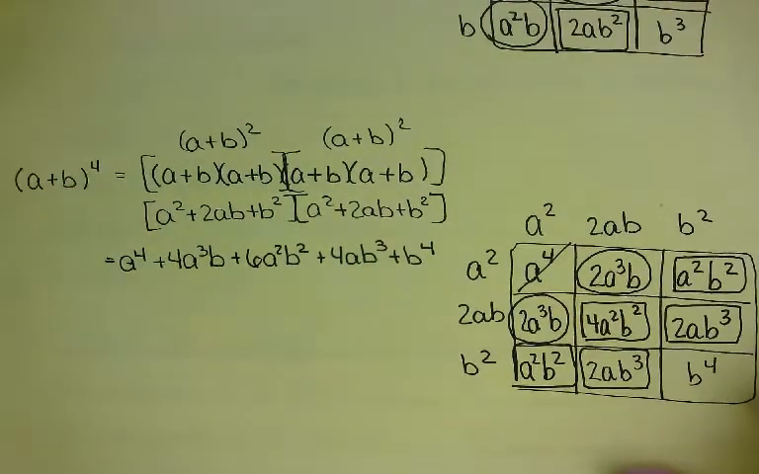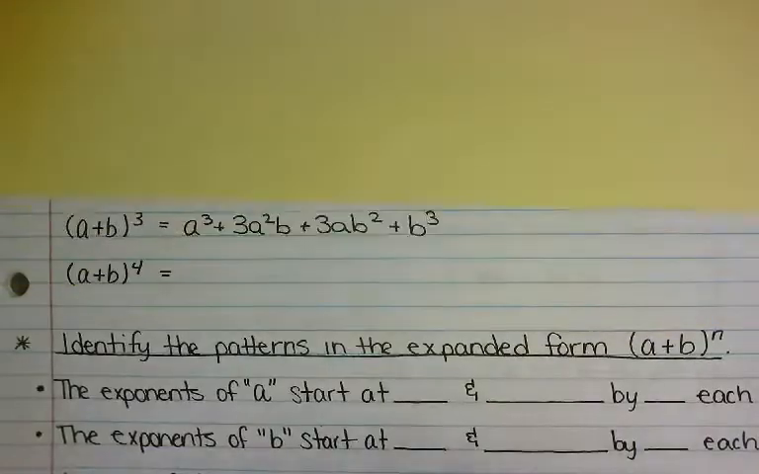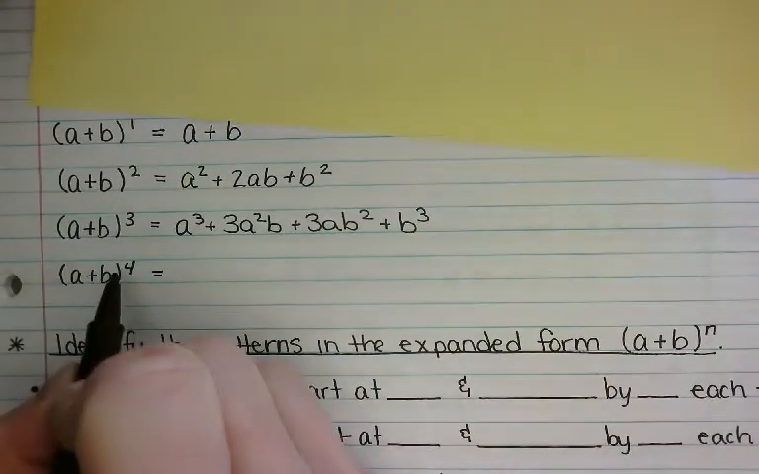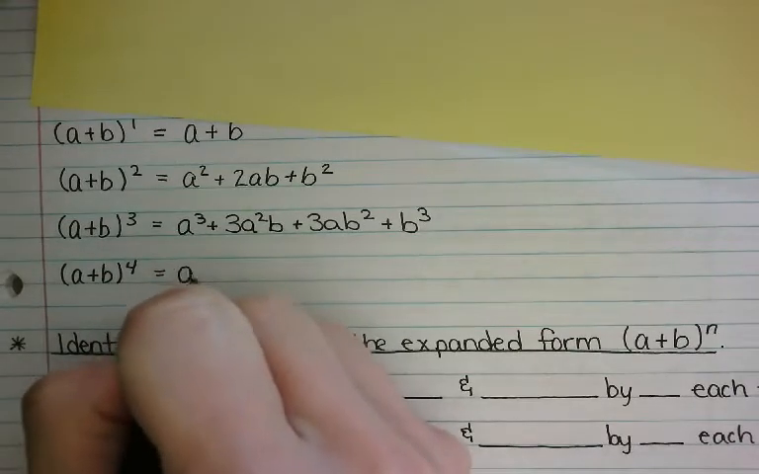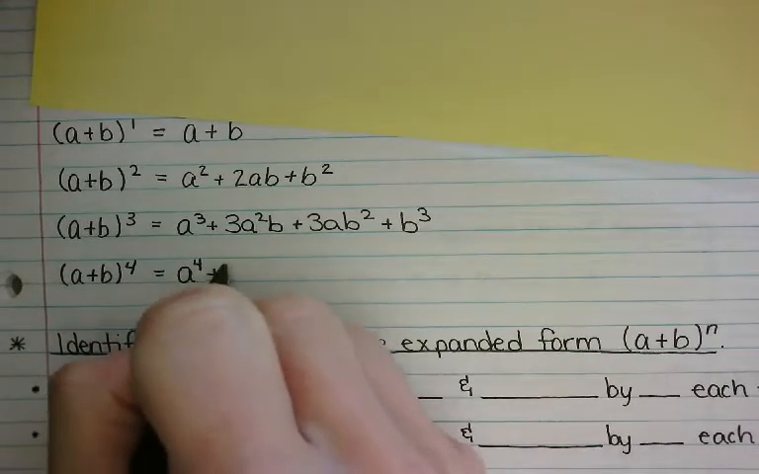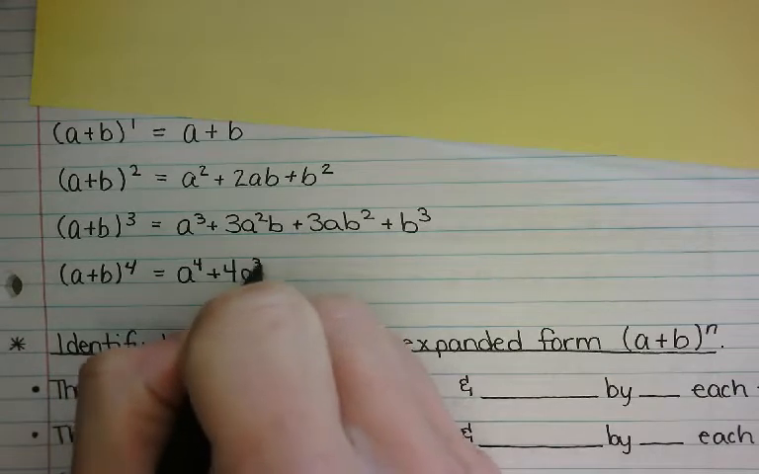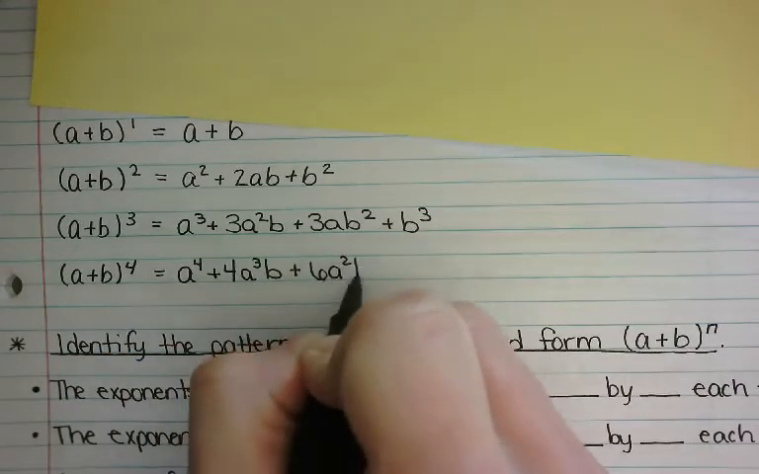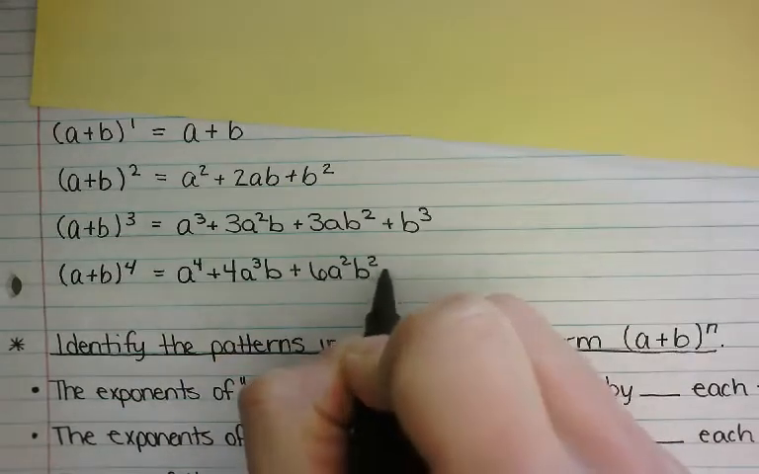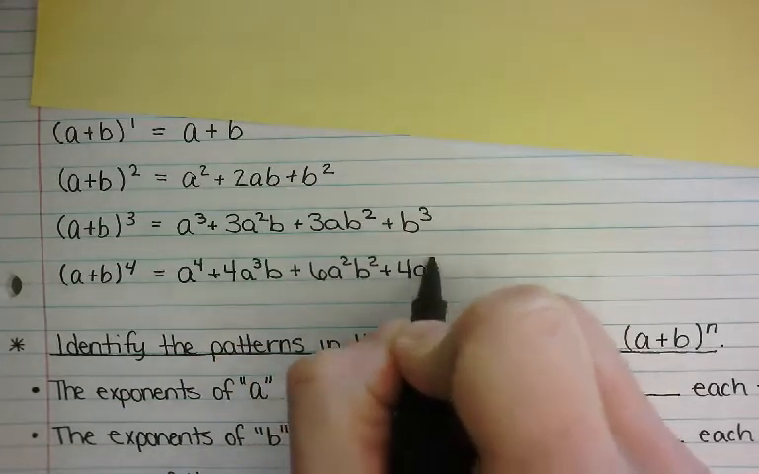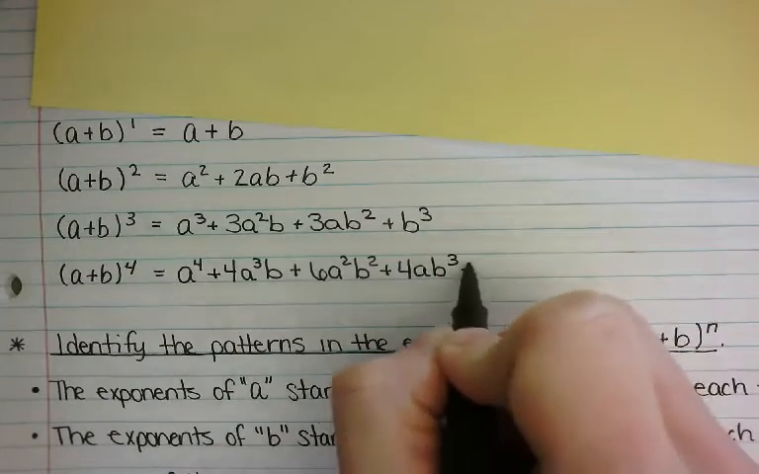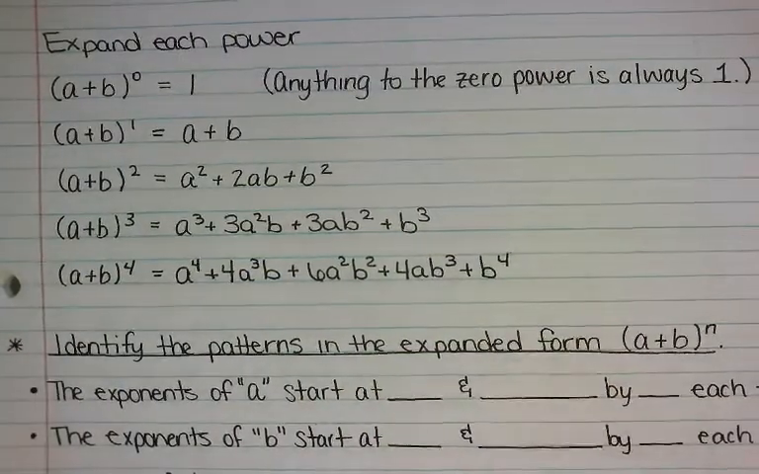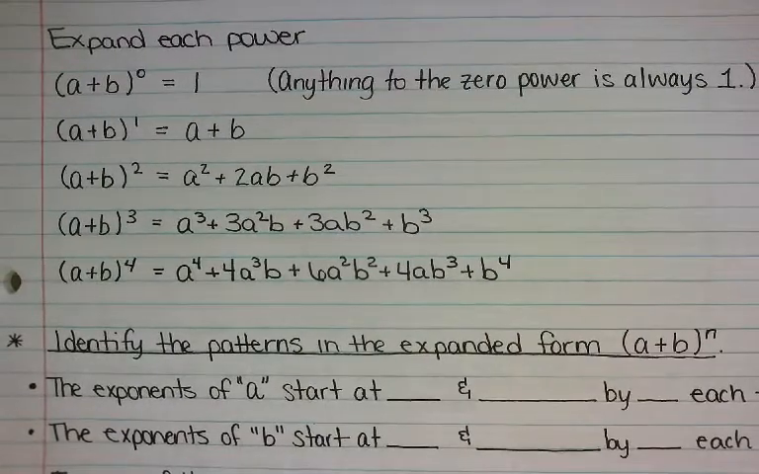Okay, so that's where the Pascal's triangle is going to come into play to help us out a little bit. So an a plus b to the fourth simplifies down to a to the fourth plus 4a cubed b plus 6a squared b squared plus 4ab cubed plus b to the fourth. And again, I could keep going with this, but I want you guys to see a little bit of a pattern here.